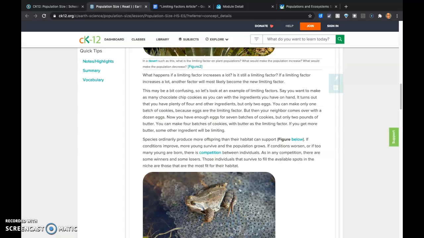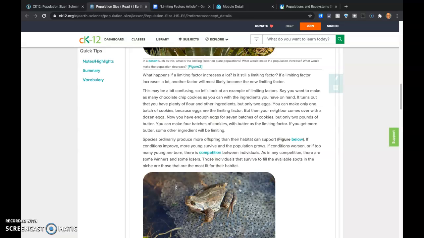This may be a bit confusing, so let's look at an example of limiting factors. Say you want to make as many chocolate chip cookies as you can with the ingredients you have on hand. It turns out that you have plenty of flour and other ingredients, but only 2 eggs. You can only make 1 batch of cookies because eggs are the limiting factor. But then your neighbor comes over with a dozen eggs, and now you have enough eggs for 7 batches of cookies, but only 2 pounds of butter. You can make 4 batches of cookies now with butter as the limiting factor. If you get more butter, some other ingredient will become limiting.